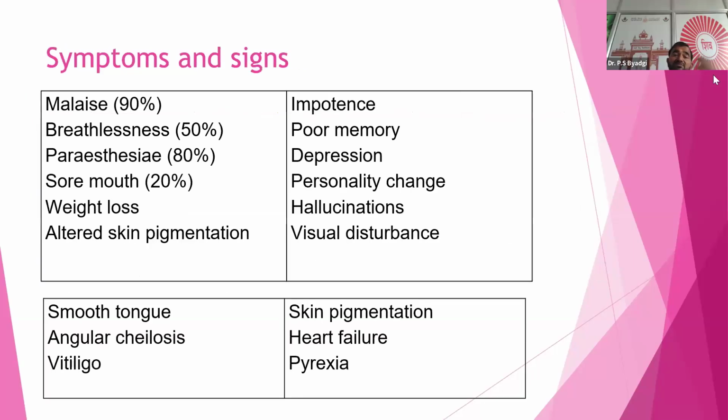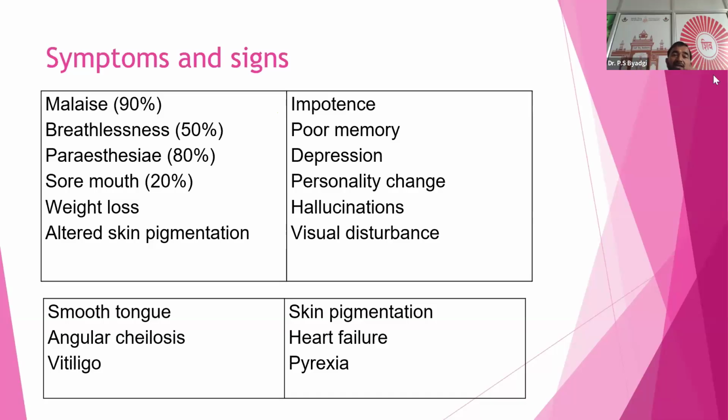What are the classical signs and symptoms which you get in case of patients with megaloblastic anemia? Malaise, breathlessness, paresthesia, sore mouth, weight loss, altered skin pigmentation, especially in the hands. You can also look into impotence, poor memory, depression, personality change, hallucinations, visual disturbances. These are all the common clinical presentations patients come across with.